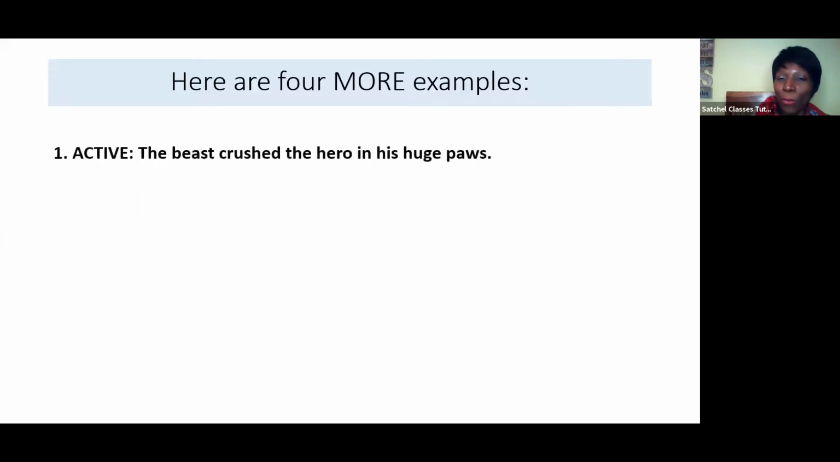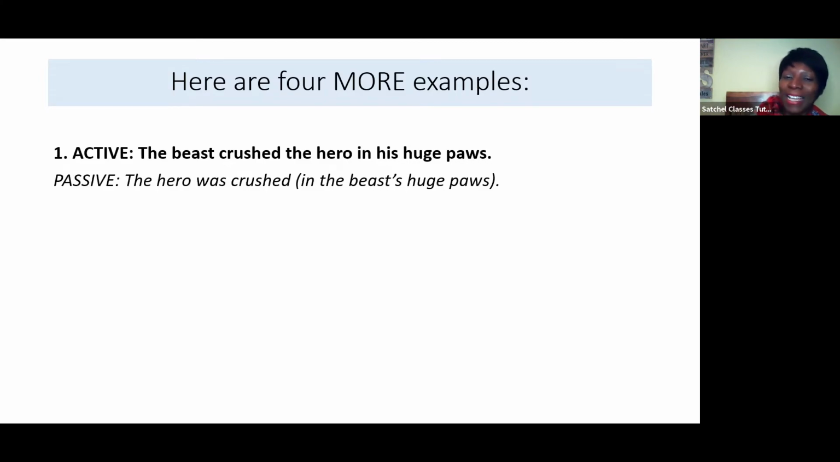Right, here are 4 more examples. The beast crushed the hero with his huge paws. If we changed it to the passive, the hero was crushed in the beast's huge paws. You can see the hero is passive, if you like. He's not doing the crushing. He is being crushed. He's receiving the crushing. And then in the brackets, you can see what is crushing him, the beast's huge paws.